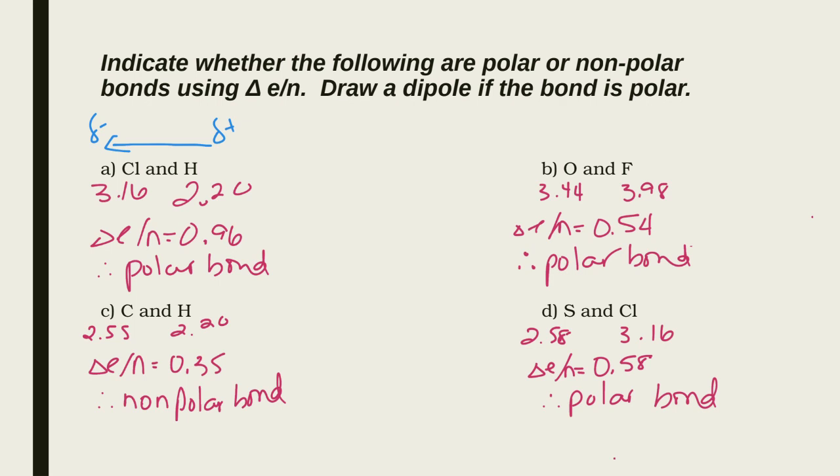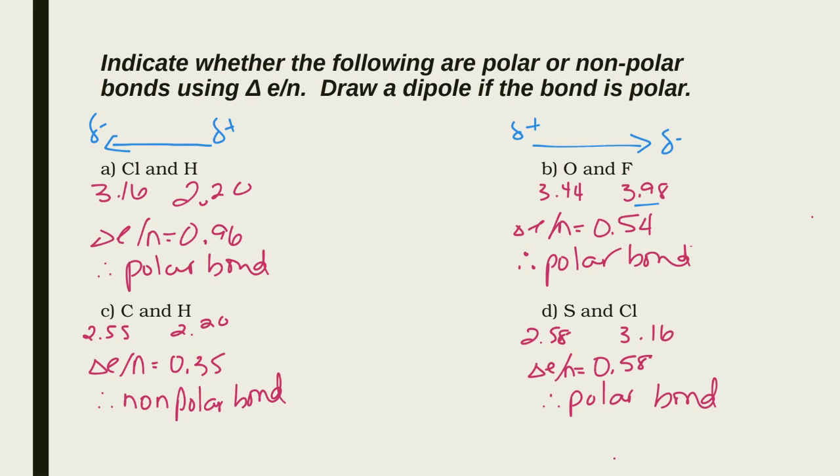Between oxygen and fluorine, this is a value of 0.54, so it just squeaks in the range of a polar bond, but still means that fluorine will win. He's got the higher value. He'll be slightly negative, and oxygen will be slightly positive because those electrons are more attracted to fluorine.